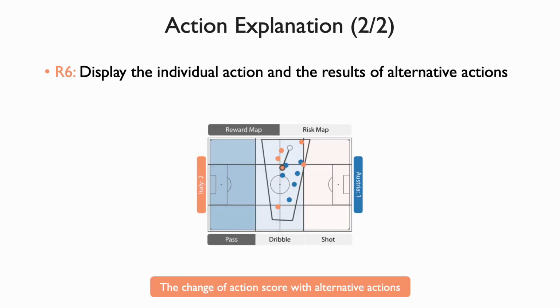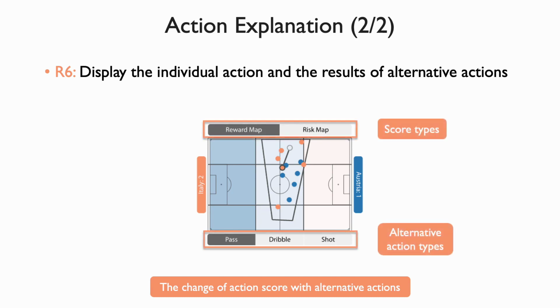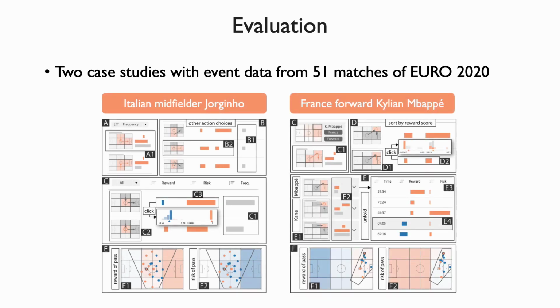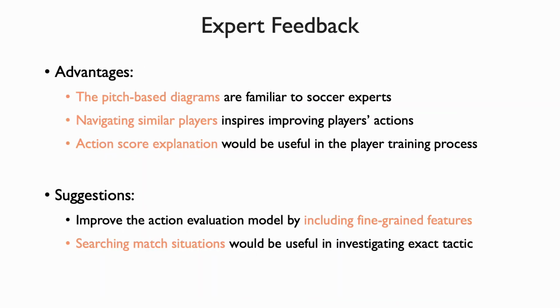The goal speech displays detailed information about individual actions and illustrates the results of alternative actions by heat map. Analysts can also switch the heat map between the reward and risk scores or among the alternative action type. We evaluate the system usability with two case studies conducted by two experts respectively, including the analysis of two different players. After the case studies, we interviewed the experts to collect their feedback. Both experts appreciated our system and proposed several suggestions to improve the system.